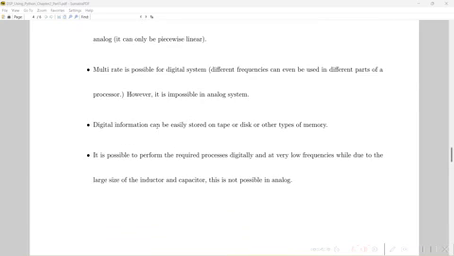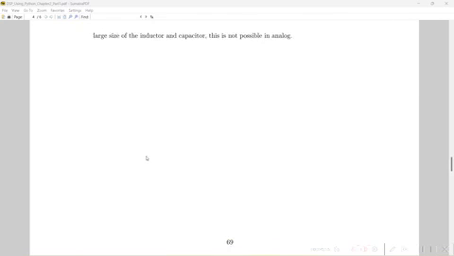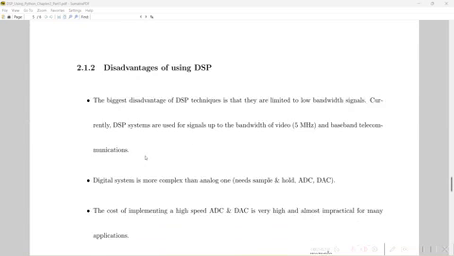And digital information can be easily stored on tape or disk or other types of memory for later usage. It's possible to perform the required processes digitally at very low frequencies, while due to the large size of the inductor and capacitor, this is not possible in an analog prototype.